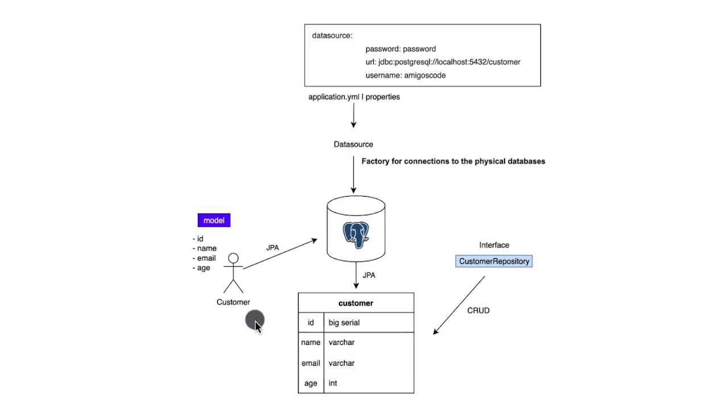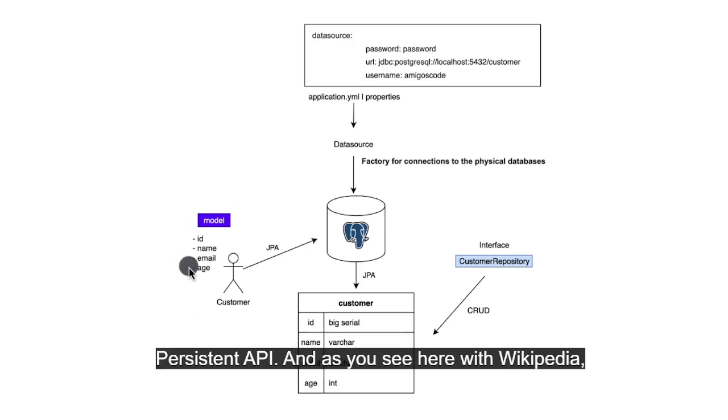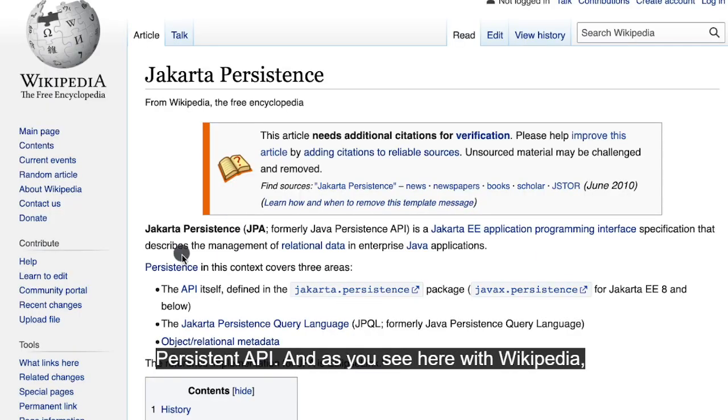Then what we're going to do is we're going to use JPA, which stands for Jakarta Persistence API. And as you see here within Wikipedia, Jakarta Persistence API, formerly known as JPA for Java Persistence API, it's a programming interface specification that describes the management of relational data in enterprise Java applications.